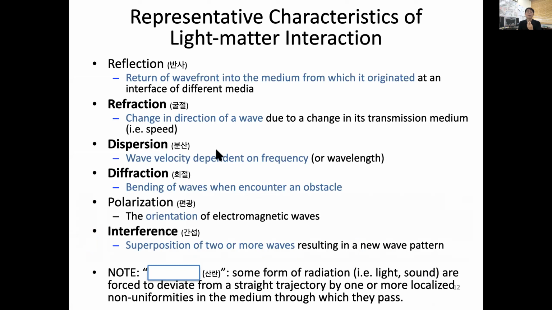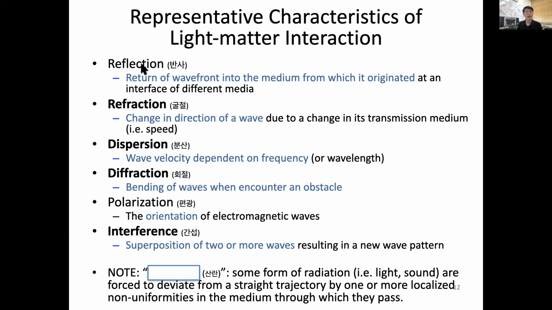Okay, so here I told you about these representative characteristics of light and matter interaction. This fundamental property, I didn't cover all of them, but I'm going to go through and define them one by one. This is the most important basics for you to be able to understand deeper, more microscopic optical imaging. So the first property is reflection.